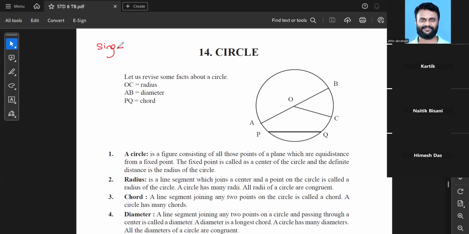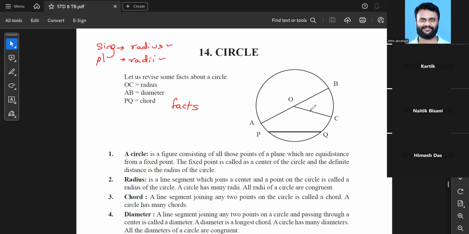Singular, radius. Plural, radii. So when there is more than one radius, we call them radii. Like everywhere else, we simply put an S. For example, fact is singular, facts is plural. Similarly, over here, radius is singular and radii is plural.